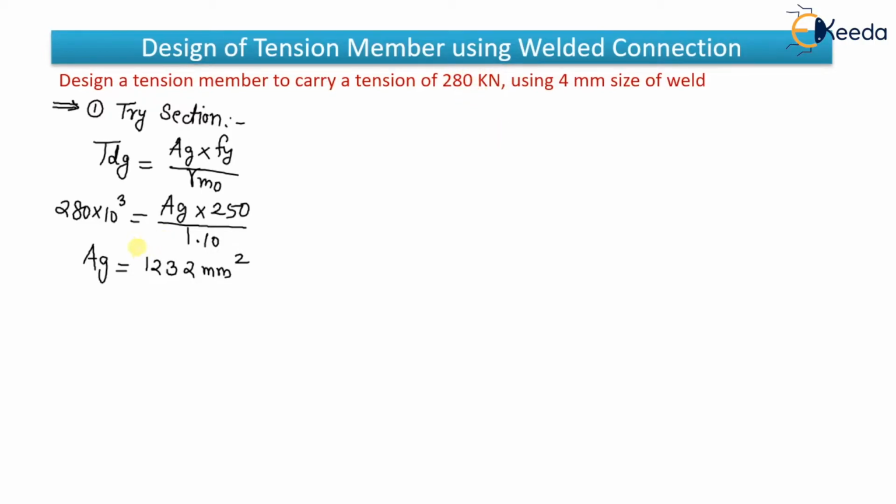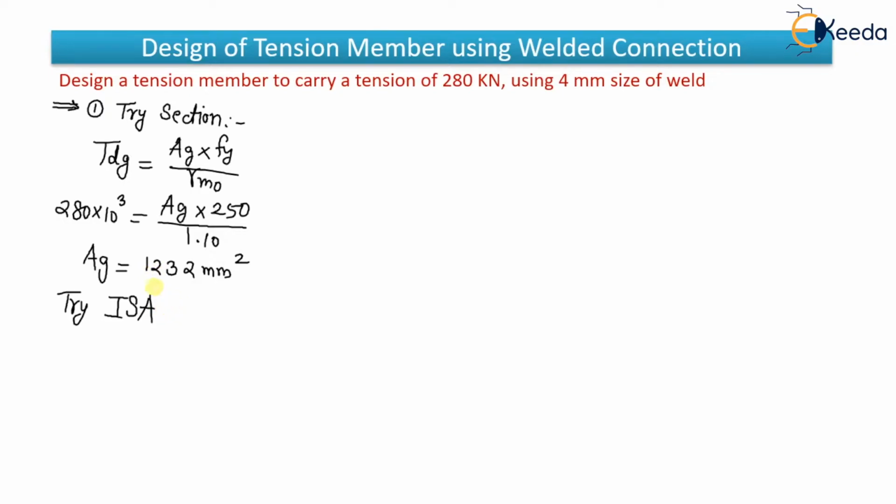Now what we will do, we will try one ISA section. So I will write like this: try ISA. Now the question here is which ISA I should try. There are so many ISA, means Indian standard angle sections, in the steel table. So first you will have to open the steel table, and I will find a section which has area greater than this, because this much is required. I will obviously take more than that.